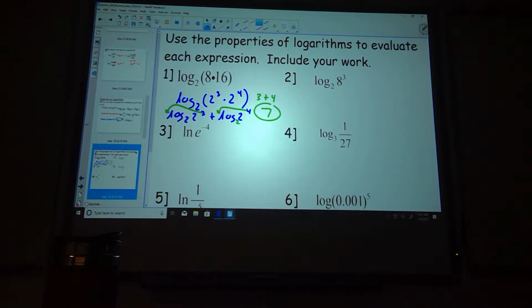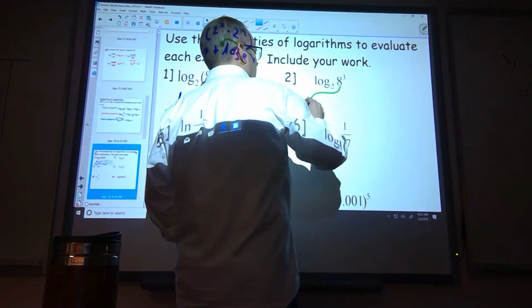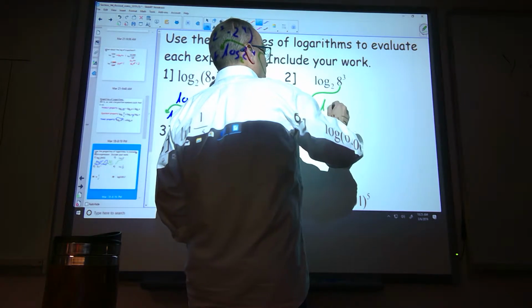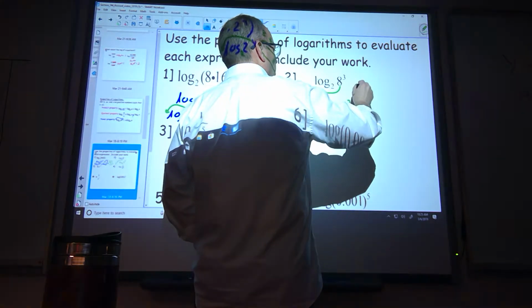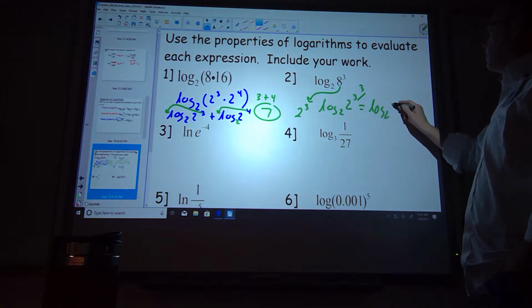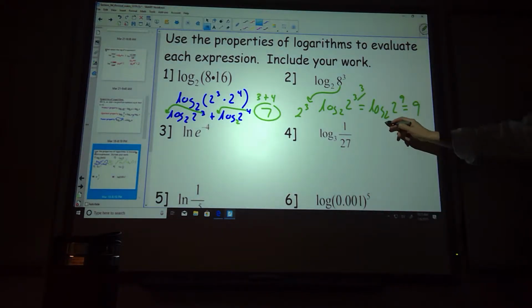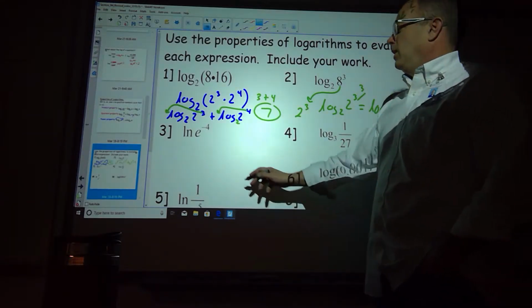Number 2, let's change 8 to be 2 to the third. Power to a power means I multiply the exponents. So I get log base 2 of 2 to the third, all raised to the third, multiply the exponents. That gives me log base 2 of 2 to the 9th. So my answer comes out to just be 9. As long as this and this match, they cancel each other out, which is kind of a beautiful thing. Natural log and e are inverses of each other, so the exponent becomes my answer.